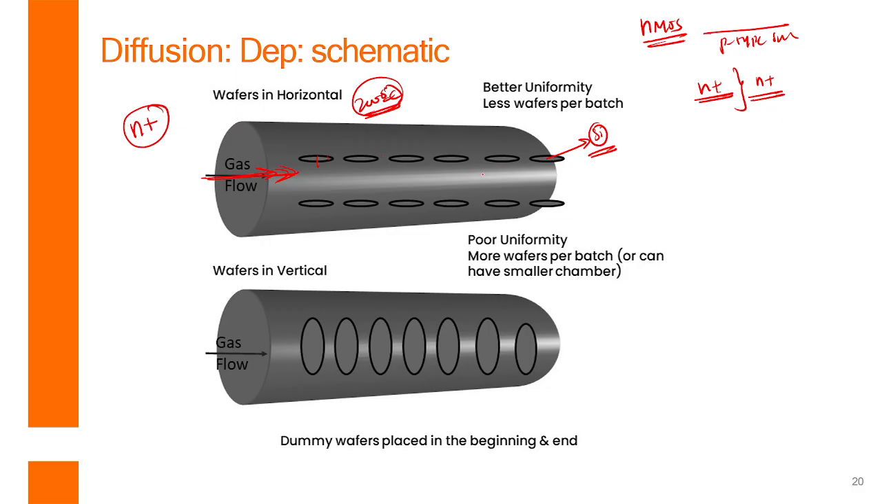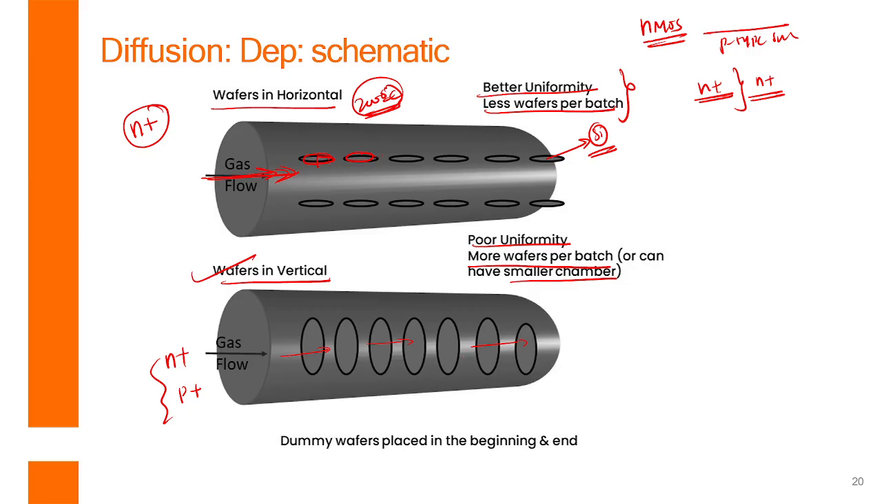When you place the substrates in the horizontal way, there is better uniformity and fewer wafers per batch. This is the wafer placed horizontally. When you place the wafer vertically, there is poorer uniformity, more wafers per batch, and a smaller chamber. Vertically you are keeping them, and whatever n plus or p plus sources are there, you send them to these wafers. This is the type of diffusion.